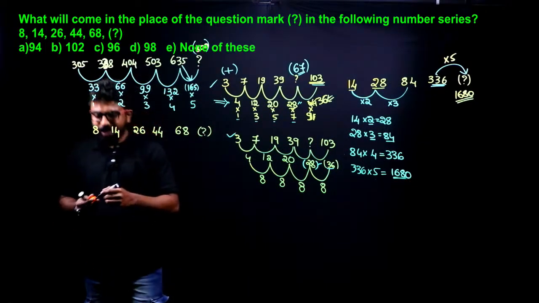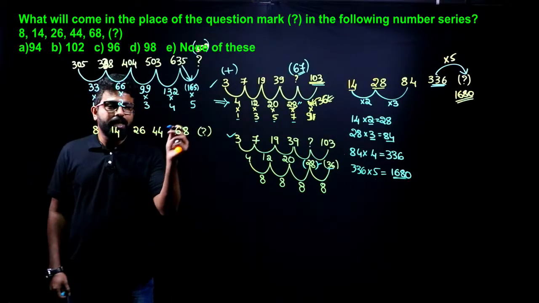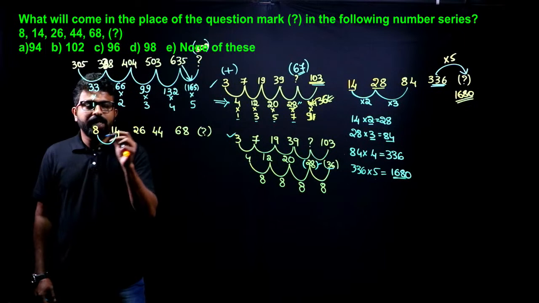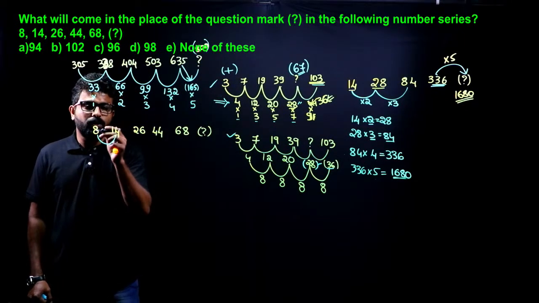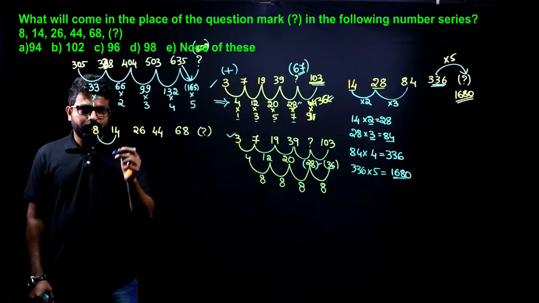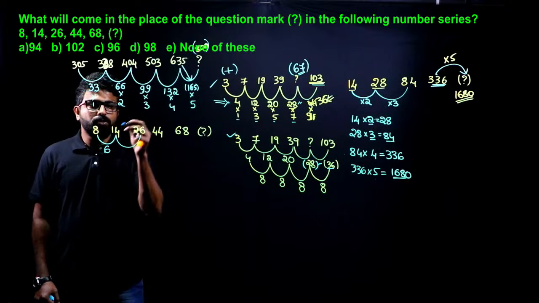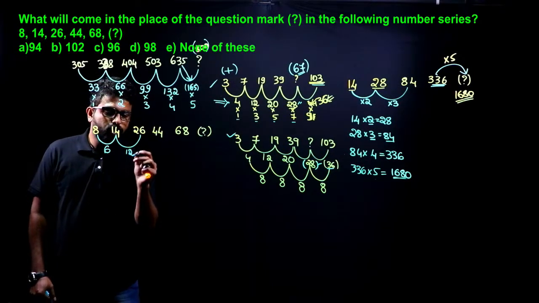I start taking the difference directly, because whenever I look at the question, I understand that the difference is small, so there must be addition or subtraction involved. Since there is an increment here, there is addition involved. 8 to 14. If I take the difference, what do I get? I get 6. So 14 to 26. What will be my next difference here? My next difference here will be 12.